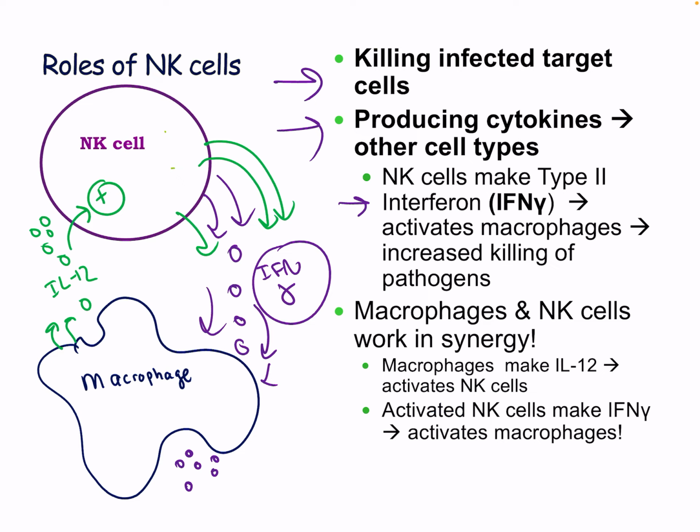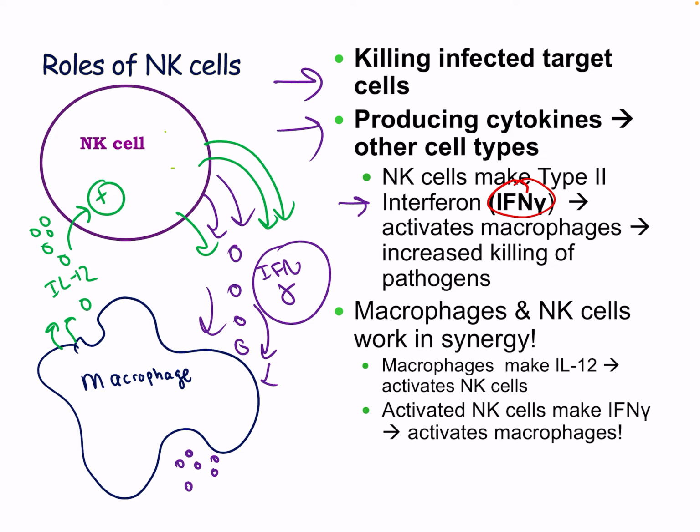So again, the roles of NK cells are to kill infected target cells and produce cytokines which affect other cell types. NK cells make interferon gamma, which activates macrophages, which causes increased killing of pathogens, as we can see here.